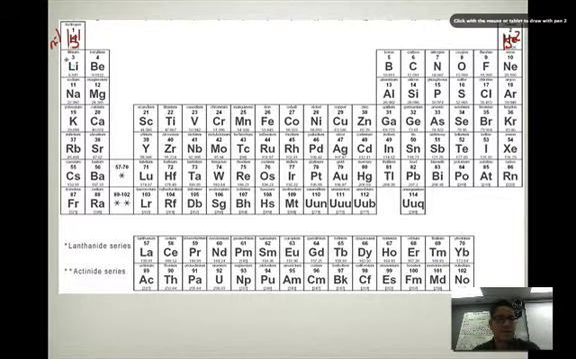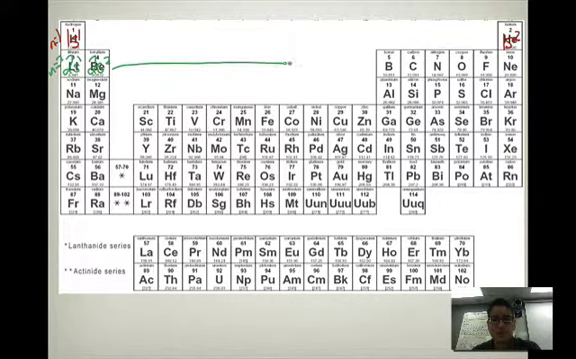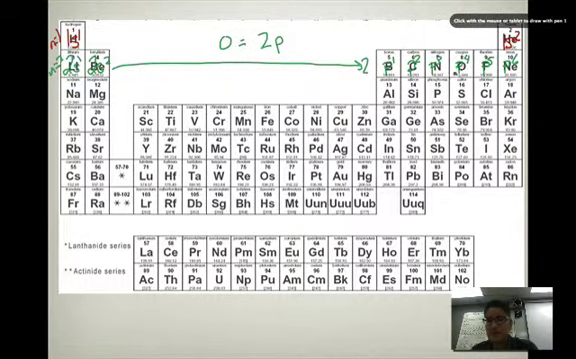Then I jump down to the second level. This is principal energy level number 2. So this is 2s1, 2s2, and then I jump over, still on energy level number 2, so this is 2p1, 2p2, 2p3, 2p4, 2p5, and 2p6. So if I was looking to label oxygen, for example, I could label oxygen as 2p4.